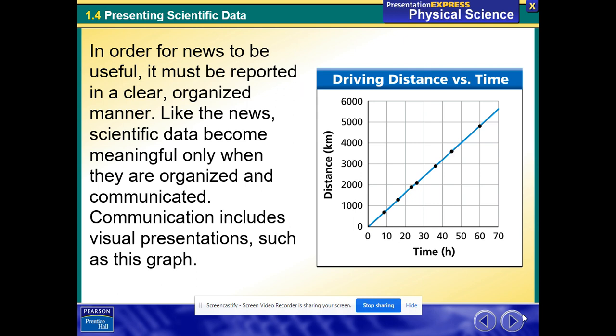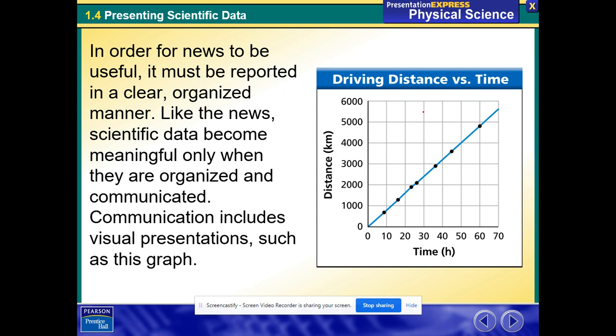In order for news to be useful, it must be reported in a clear, organized manner. Like the news, scientific data becomes meaningful only when they are organized and communicated. Communication can be in the form of any visual representation, such as a graph or a table. Over on the right-hand side over here, we have a graph. This is extremely important to know how to do in science because it helps visualize information that we are given.